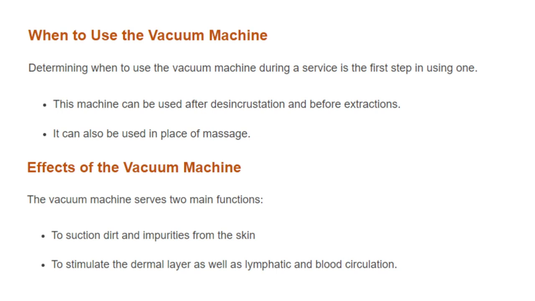Effects of the vacuum machine. The vacuum machine serves two main functions: to suction dirt and impurities from the skin, and to stimulate the dermal layer as well as lymphatic and blood circulation.